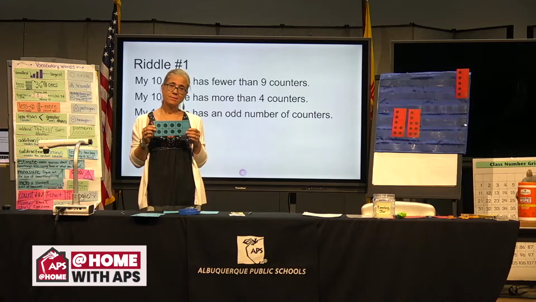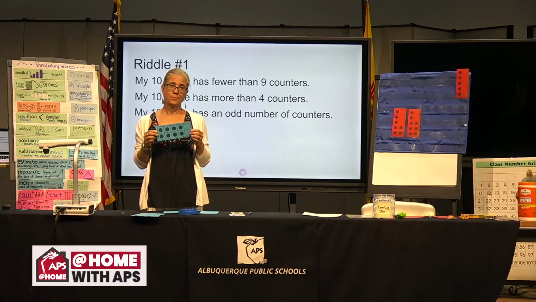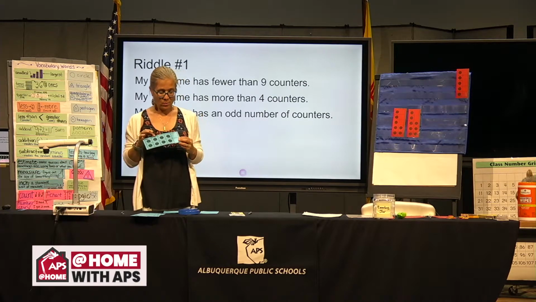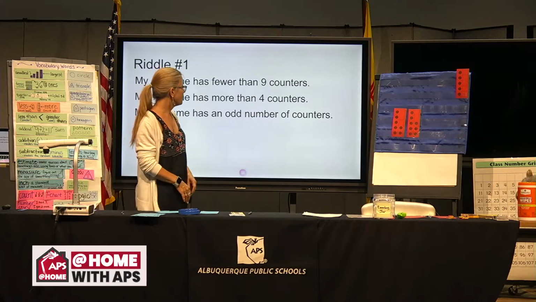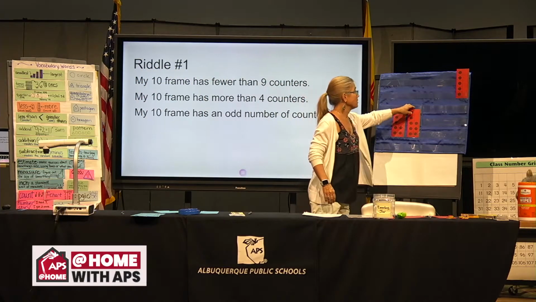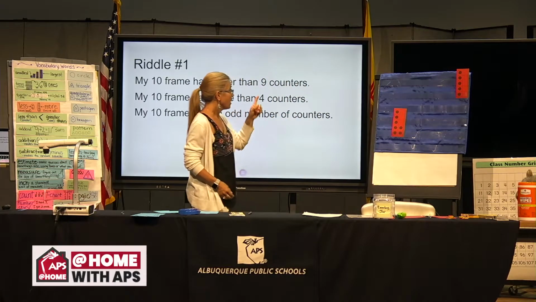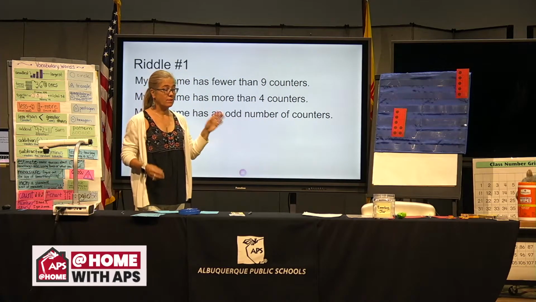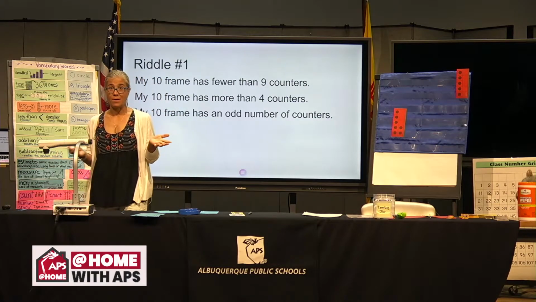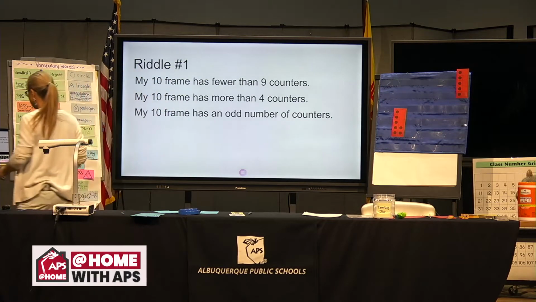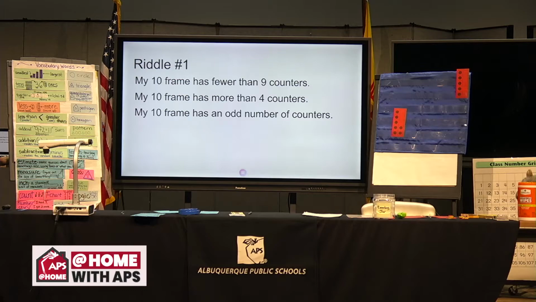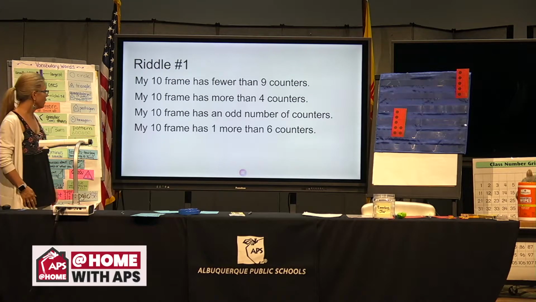And 8? What do you think about 8? It's an even number, right? It makes even groups. So we have to get rid of 8. So we have eliminated everything but 5 and 7 must be on the 10 frame from the riddle. Let's see if one more clue really helps us figure it out.